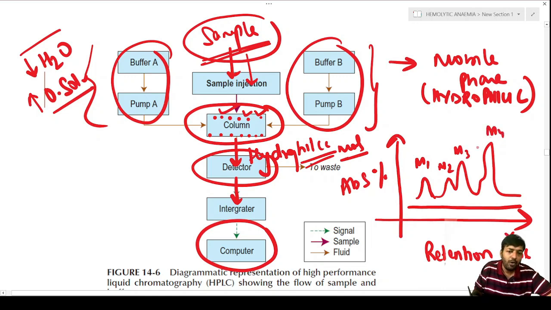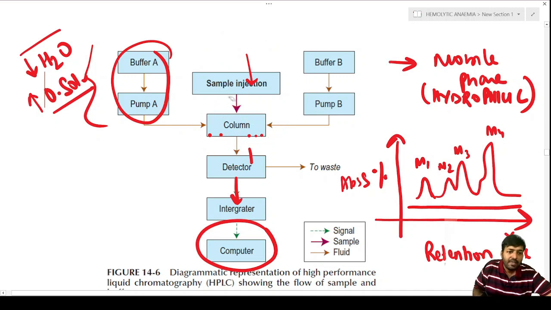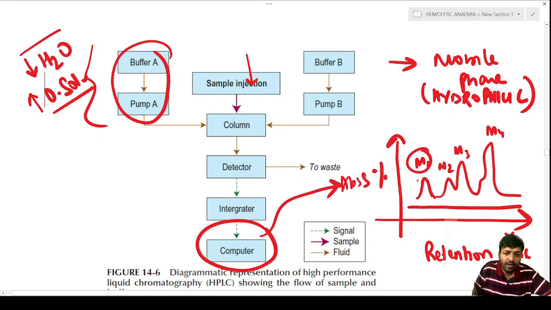So what has happened over here is that initially the hydrophilic substances came and later on the hydrophobic substances came. Let us try and understand and interpret this. Basically, the computer has now integrated and detected each one. Molecule 1 has shown this peak, and the area under the curve is reflective of the fraction of this molecule, M1. Similarly, the M2 molecule has eluted over here.